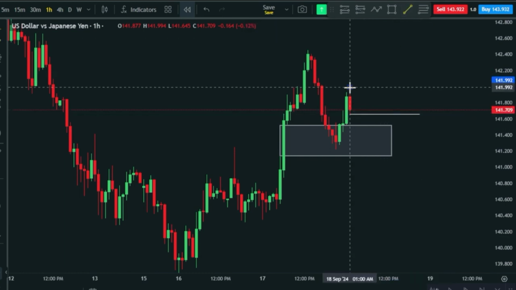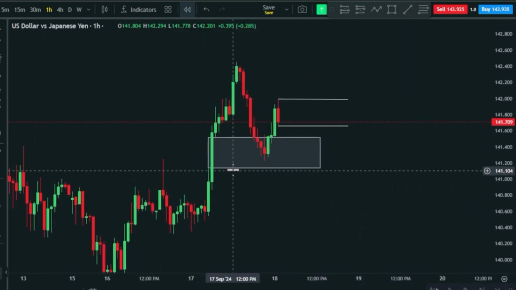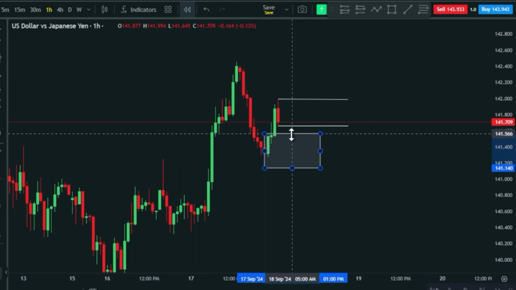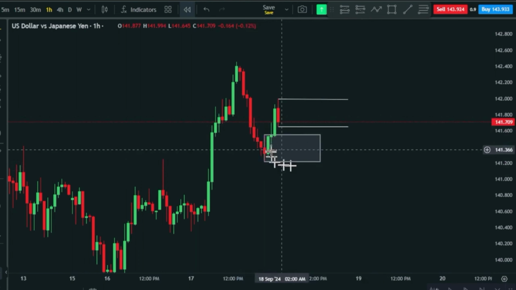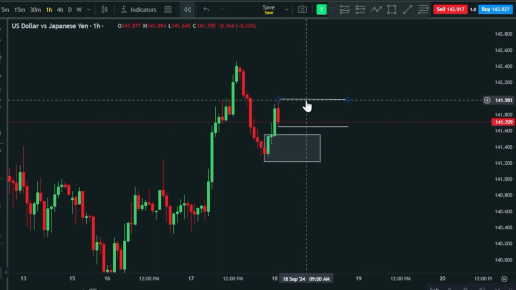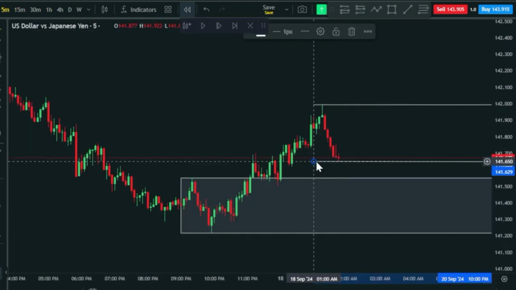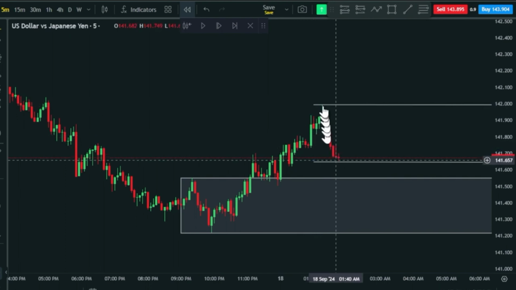Firstly, we mark the high and low of the range candle. Currently, we have an order block here. This will be our new and unmitigated PD array. Let's jump to a 5-minute chart. This is the same area on 1-hour chart. This is the range candle on 1-hour chart.